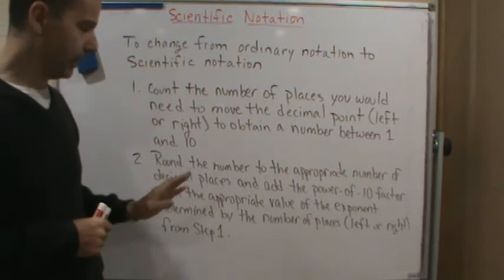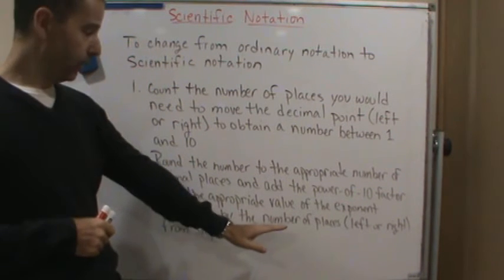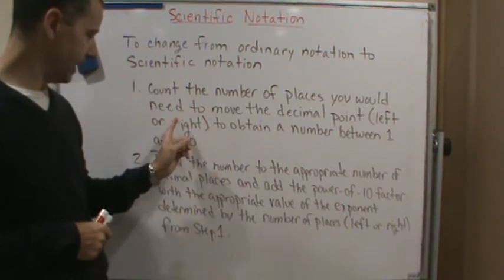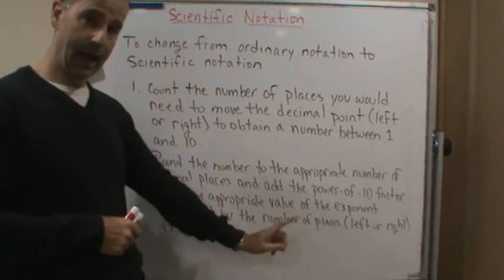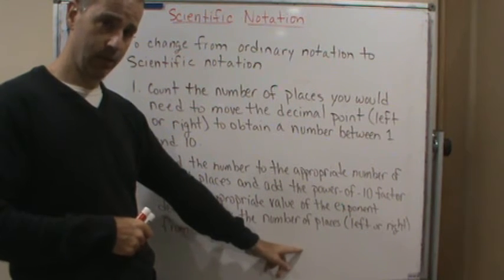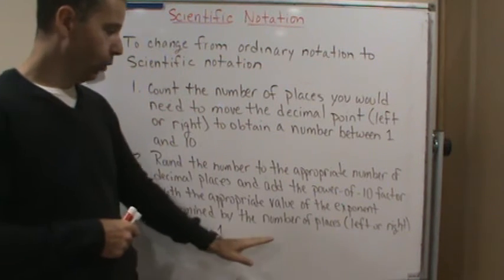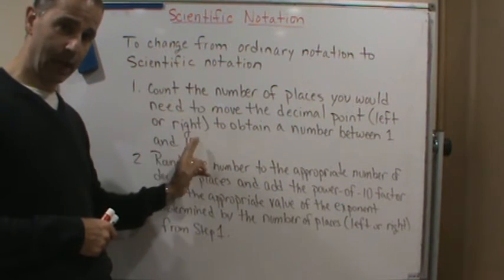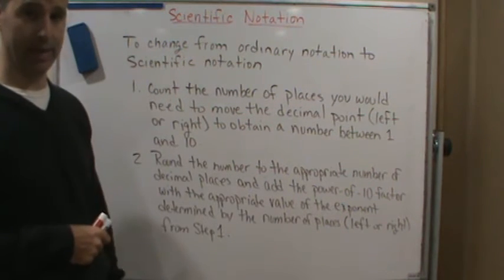And then I'm going to add the power of 10 factor. And I'm going to use the exponent, right? So I'm going to use the number of places that I counted in step 1 to tell me what the exponent should be of my power of 10 factor that I'm going to add in step 2. Now, depending on whether I count from the left or count from the right, that will determine whether my exponent is negative or positive.